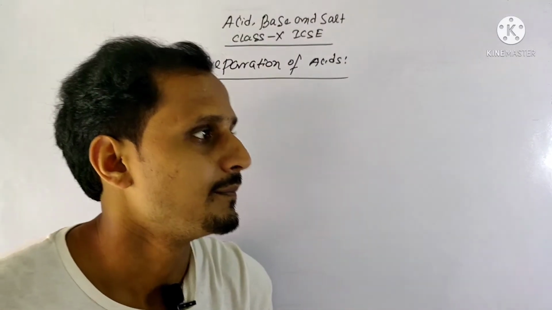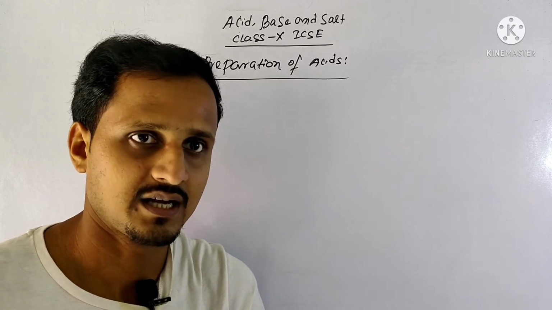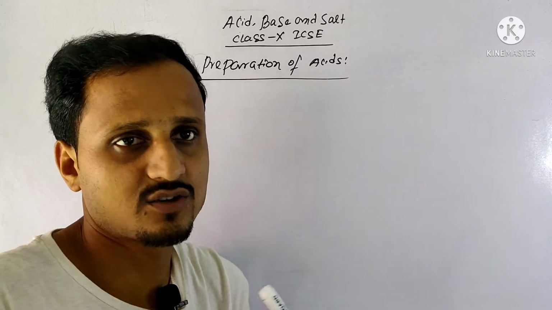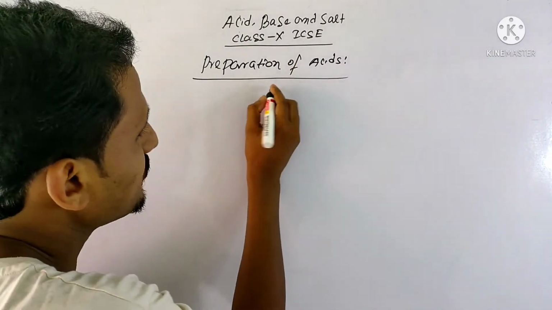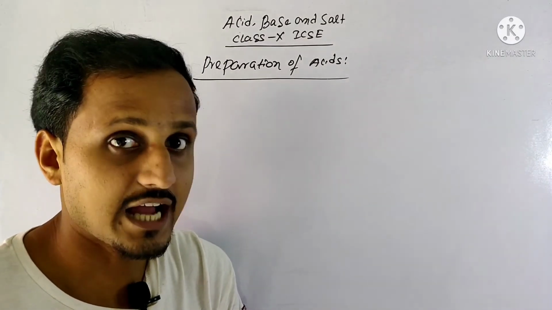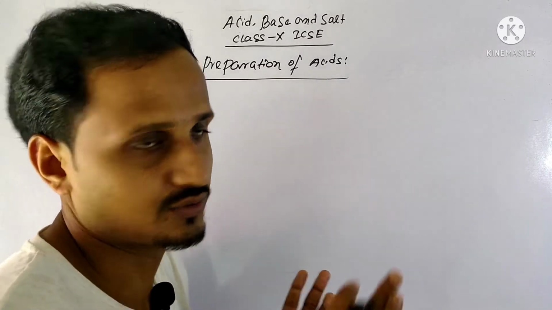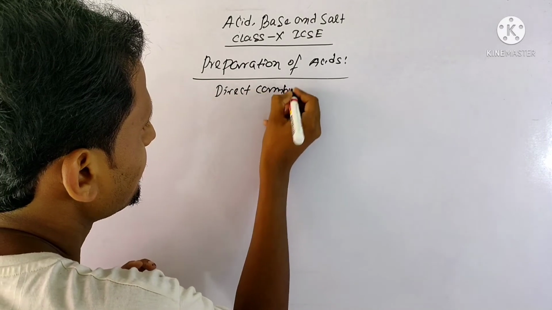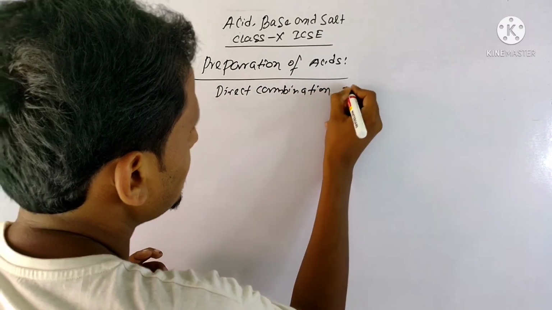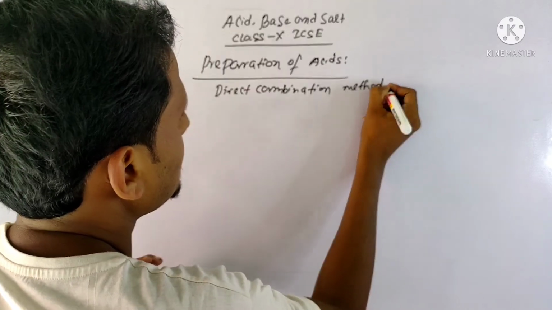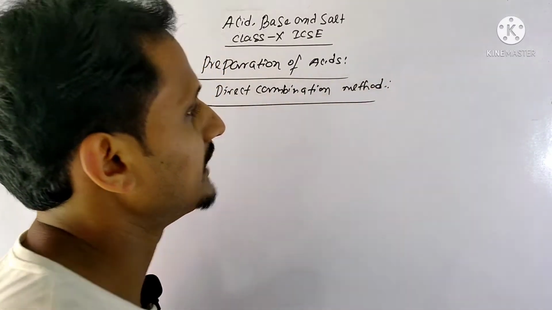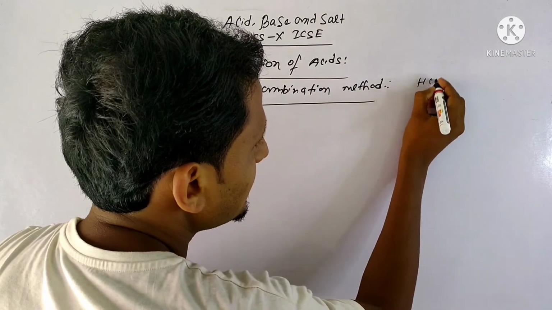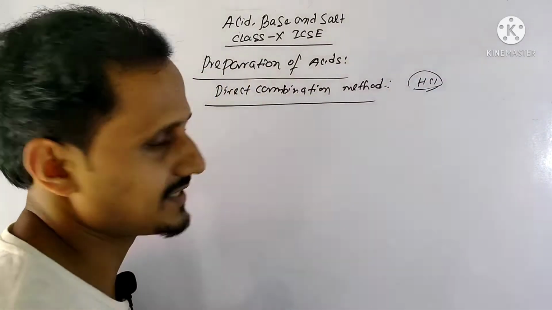Now, acids can be prepared normally by the direct combination, and those acids are called hydroacids. That means we can prepare hydroacids by the direct combination method. Okay, direct combination method.